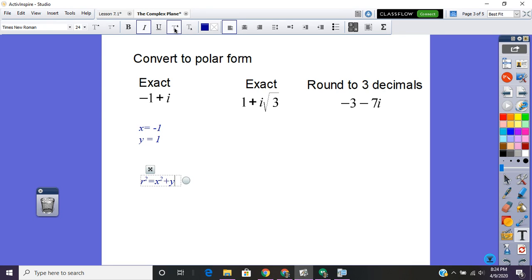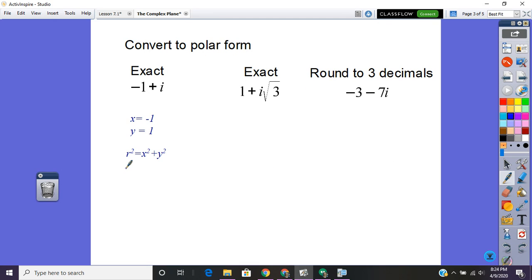And we can do that easily here. So our x squared plus y squared: -1 squared is 1, and then 1 squared is 1. So we get our r squared to be 2, which means that r is the square root of 2. We want to keep it exact, so we're going to keep it like that.